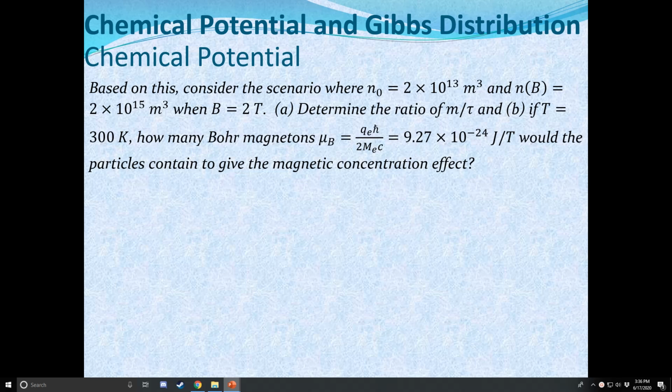Hey everyone, so continuing on with the chemical potential equations, we're going to continue doing a few more questions. So this question is piggybacking off of the previous equation that we had before, where we had the concentration as a function of the magnetic field. So pause the video, work on this, and we'll go over it in a second.